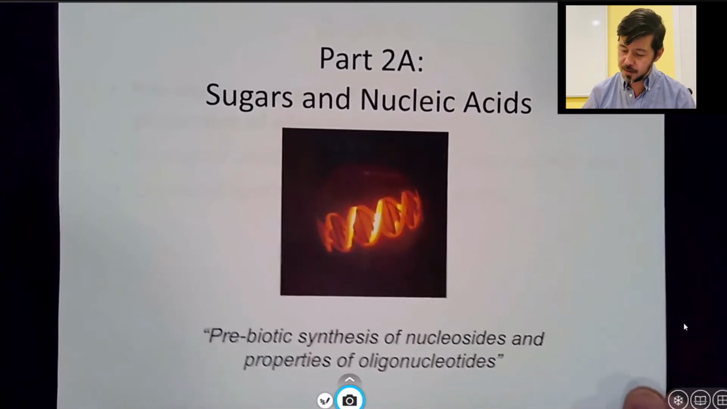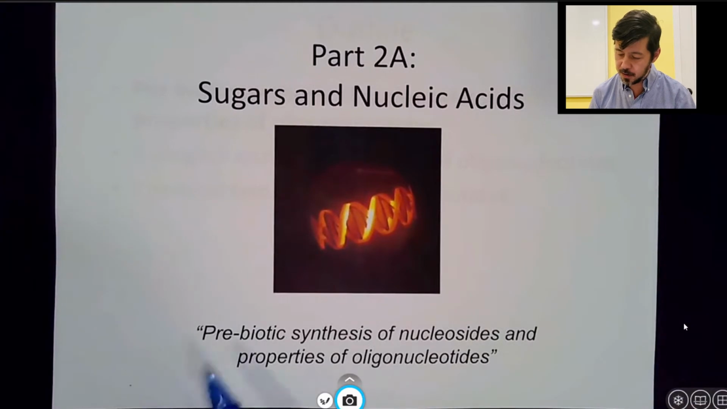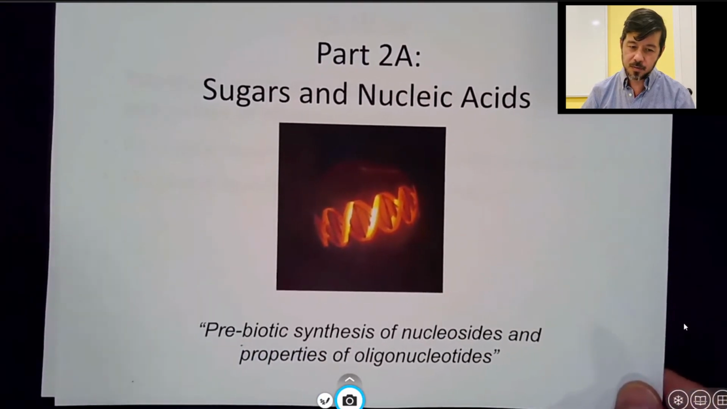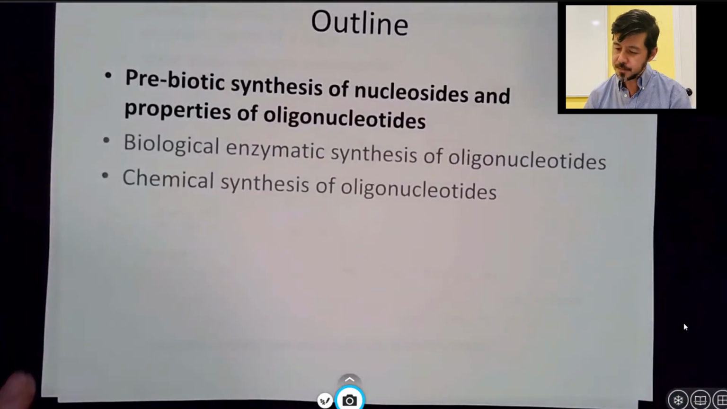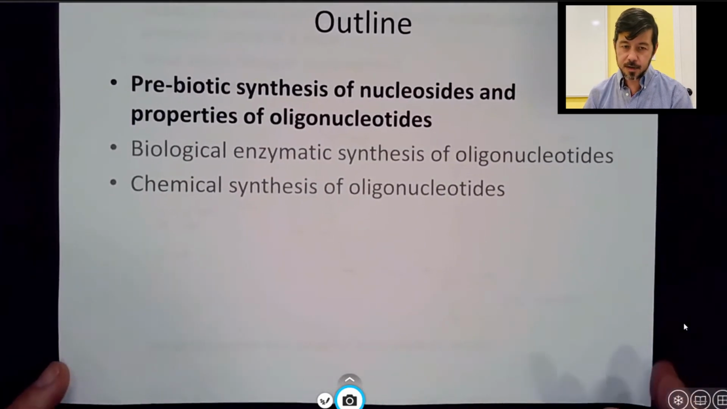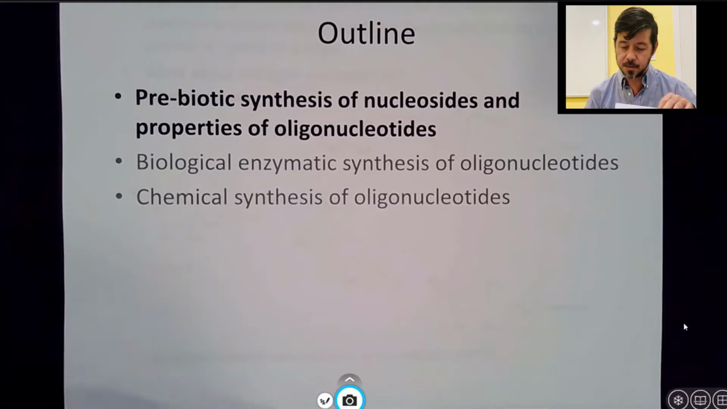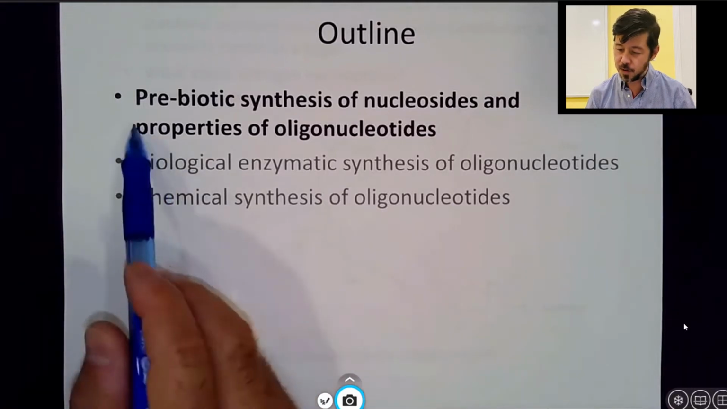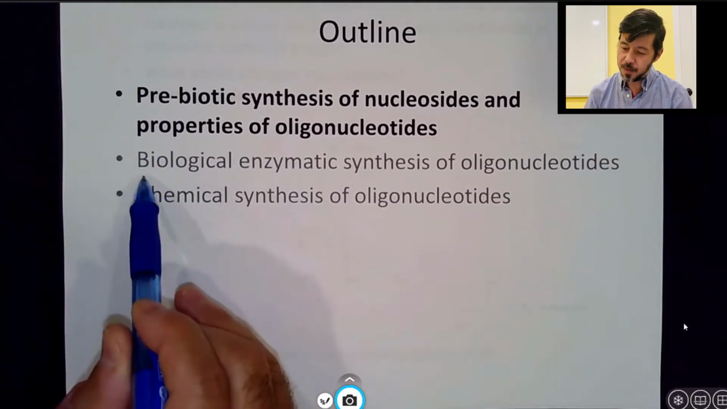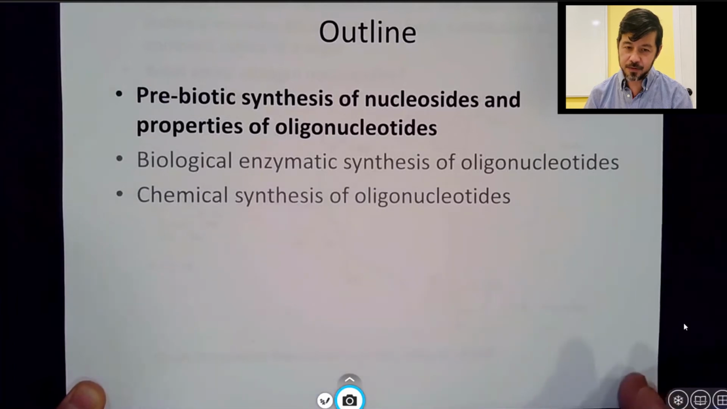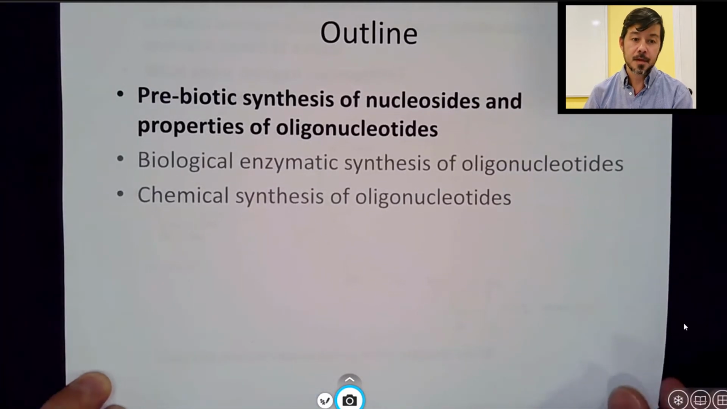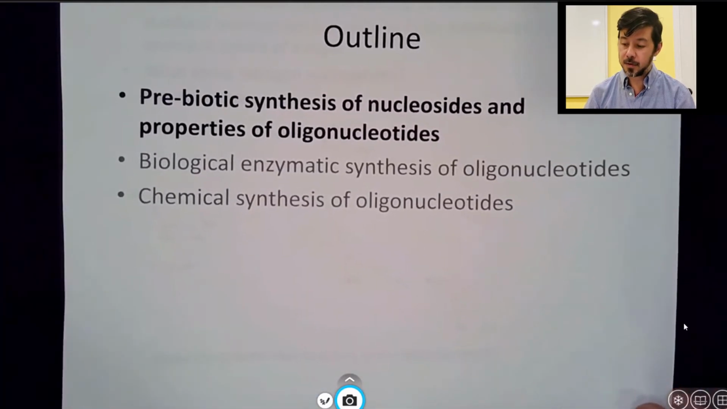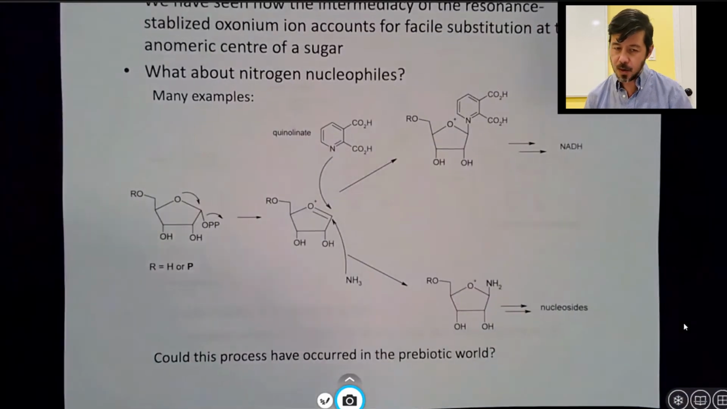This first lecture will be probably a little shorter than usual. We're going to talk about the prebiotic synthesis of nucleosides and some of the properties of oligonucleotides. So here's the outline divided up into 3 parts. That's our first one, and then after that we'll talk about biological enzymatic synthesis of oligonucleotides, followed by the chemical synthesis of oligonucleotides.